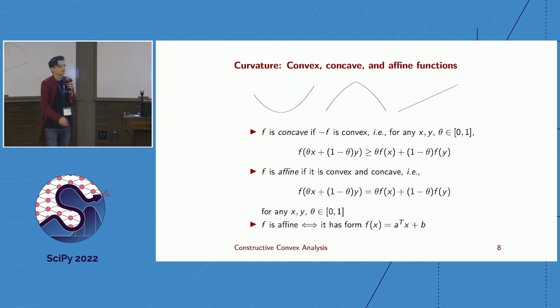Affine functions, that is, linear functions plus an offset, are both convex and concave. And this is just the vaguely general form of a scalar affine function.